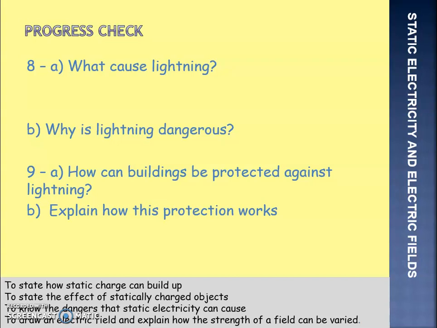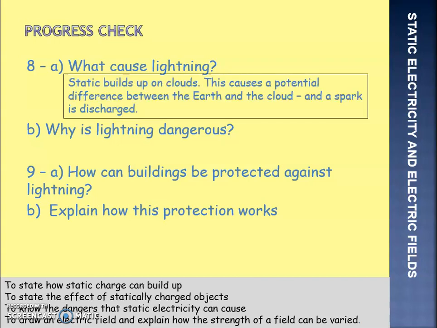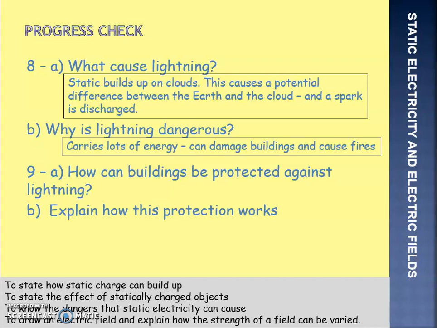Okay, question 8a. What causes lightning? Lightning is caused by static building up on clouds, causing a potential difference between the earth and the cloud, and a spark is then discharged. Why is it dangerous? Because it carries lots of energy and it can damage buildings and cause fires.